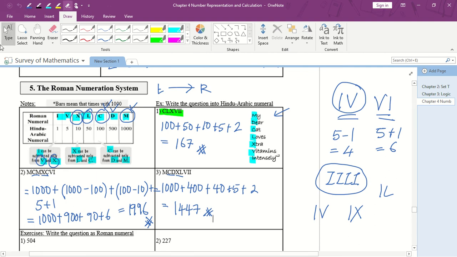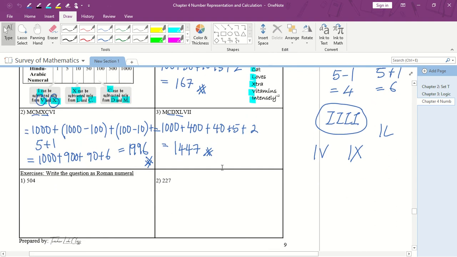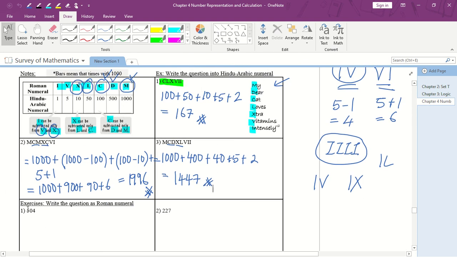Okay, let's look at the next question. Now, the questions require us to write Hindu-Arabic numerals as Roman numerals. So of course we need to follow the rule that we always write the bigger number before the smaller number. So let's look at here. 504 is closest to which Roman numeral? You can see that 504 is closest to 500, right?